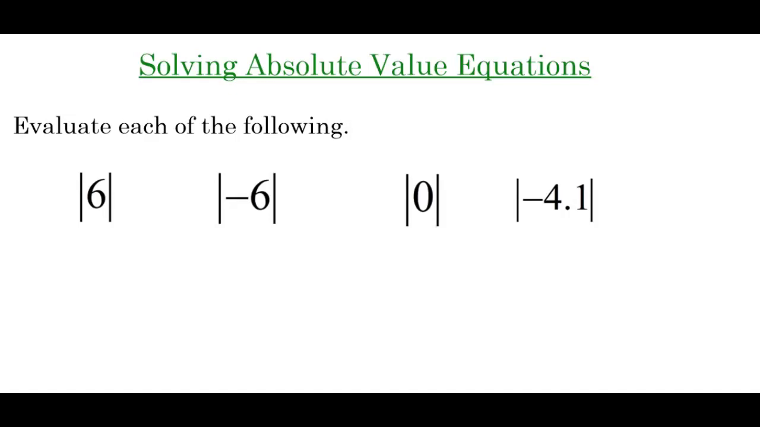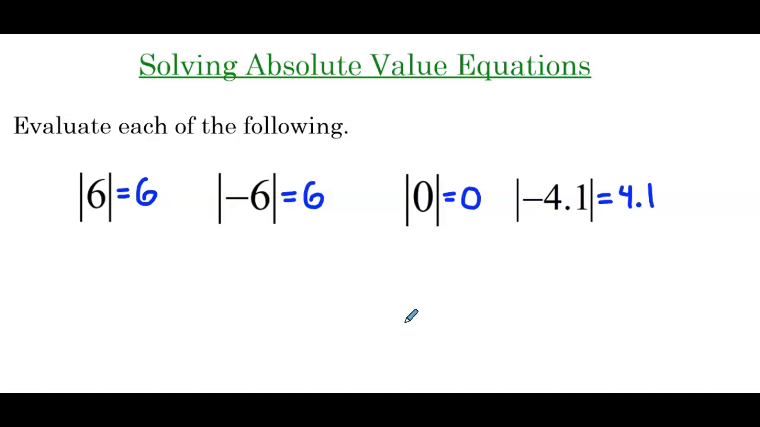Hey everyone, in this video we're going to learn how to solve absolute value equations. To start us off, evaluate each of the following. We have the absolute value of 6, which is equal to 6, the absolute value of negative 6, which is equal to 6, the absolute value of 0, which is equal to 0, and the absolute value of negative 4.1, which equals 4.1.